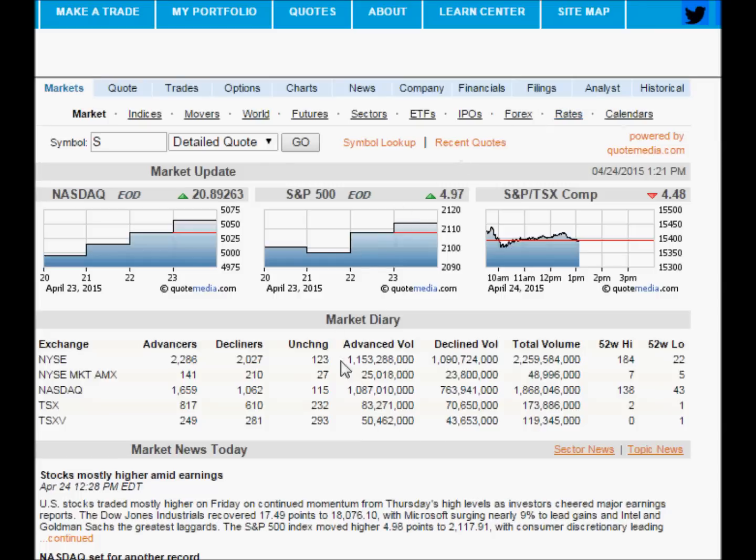There's a whole wealth of research tools found in our quotes tool, so I suggest that you spend a lot of time going through and get as much information as possible.